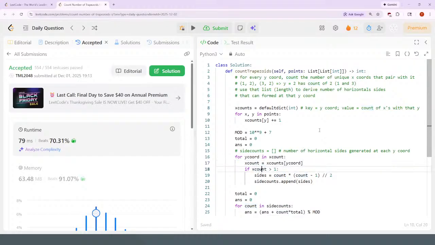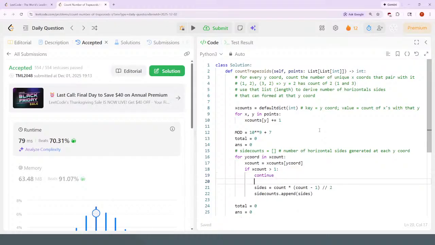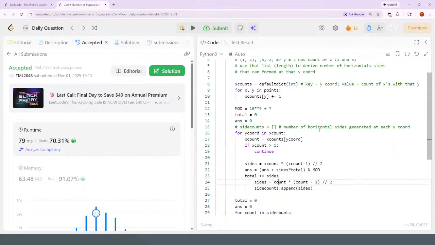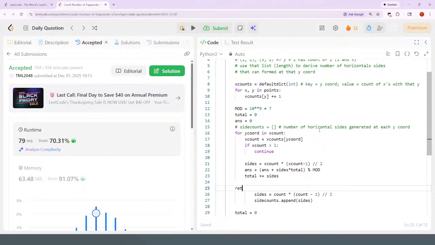If that x count is 1, then skip it, because then you can generate 0 sides. And at that point, the sides that can be generated at this level is equal to the x count times x count minus 1 divided by 2. And then those sides multiply with the total. Answer equals answer plus sides at this level times total before, mod, and then total is incremented by the sides here. And then just return the answer here.